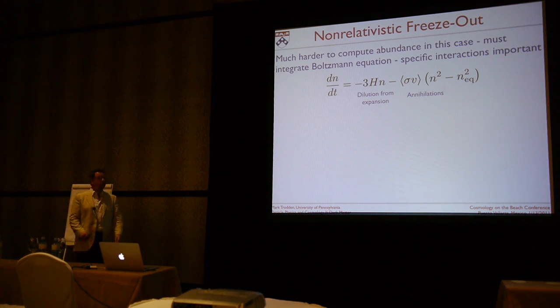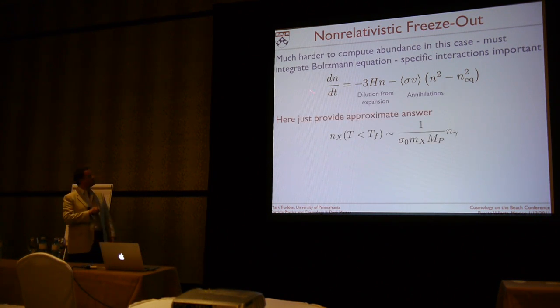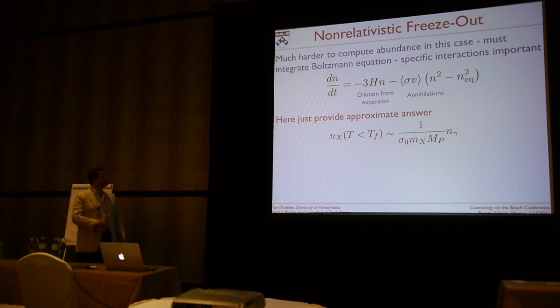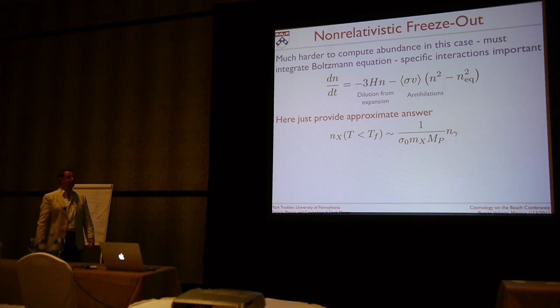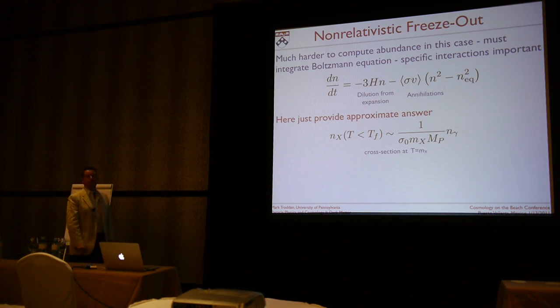But if the particles are going to freeze out when they're non-relativistic, then as I said, it's much harder to compute this. So here I'll just provide you with an approximate answer that's going to be good enough for the level of detail I'm going to cover in this lecture. Namely, the number density of a particle species for temperatures less than the freeze-out temperature, if they freeze out when they're non-relativistic, is related to the number density of photons in the following way. It's 1 over the mass of the particle, 1 over the Planck mass, and what appears in here is this annihilation cross-section, which is computed at the temperature when the temperature is equal to the mass. And it's a convenient way to normalize this expression.